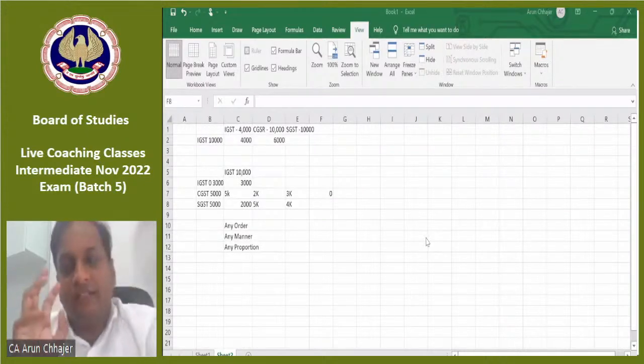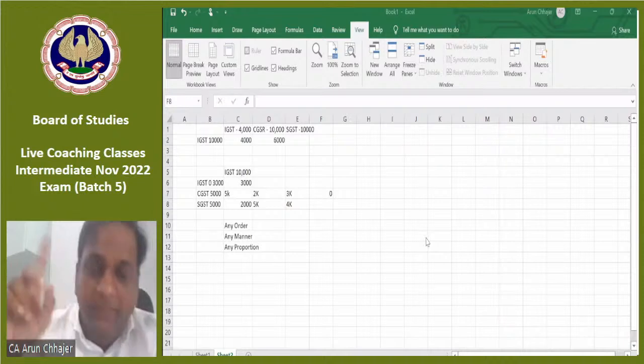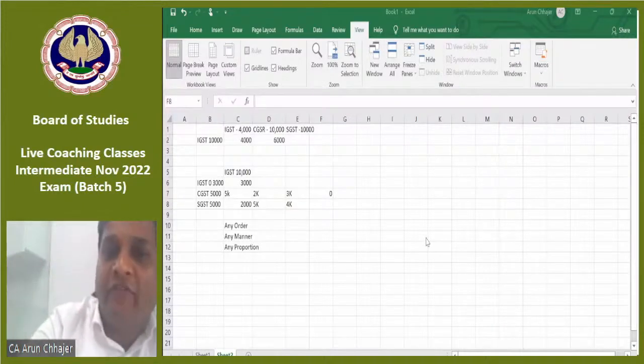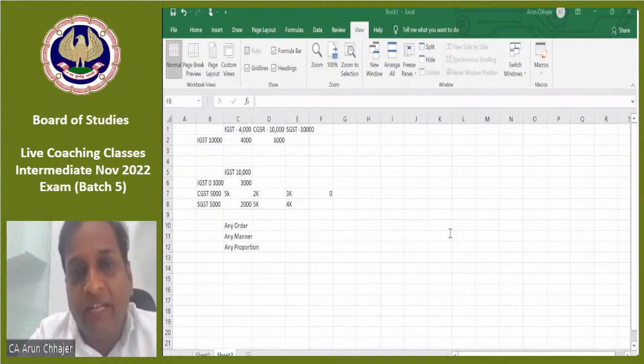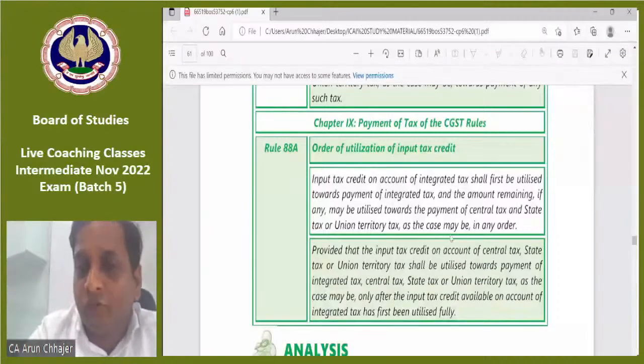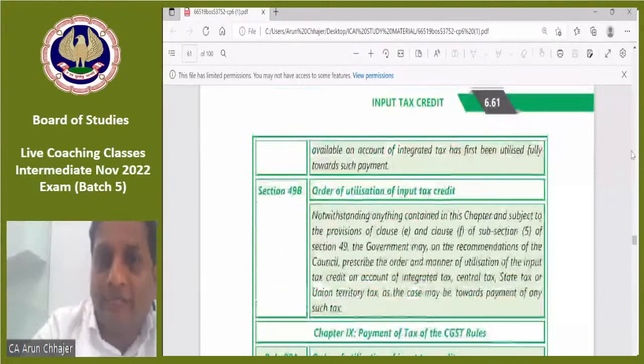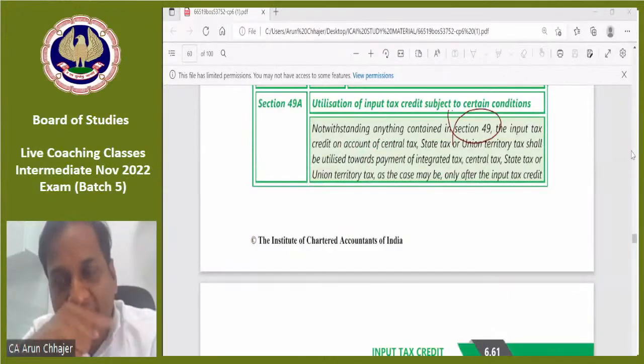49A is not clear. So fine, I'm repeating, but in some other way. Why has 49A been inserted? First, it is overriding 49. It means whatever sequence is given in 49, they are overriding.